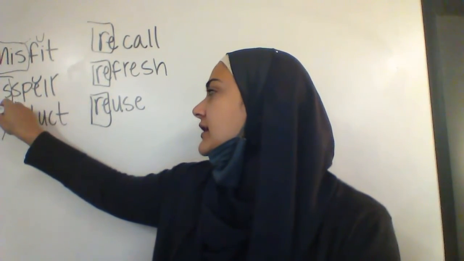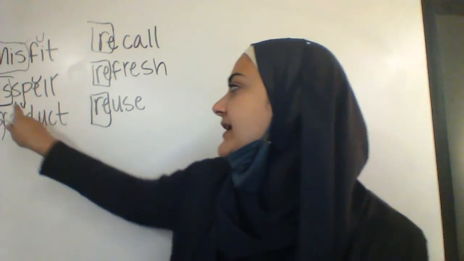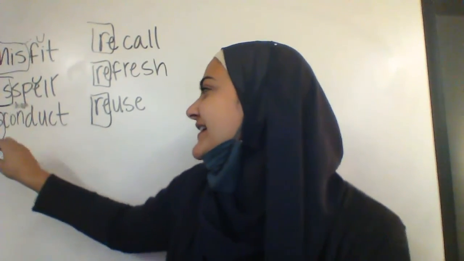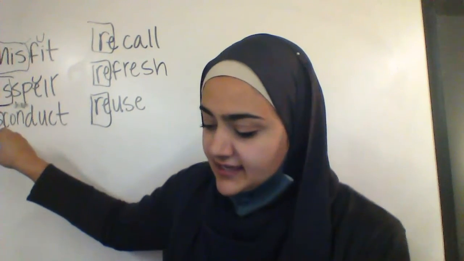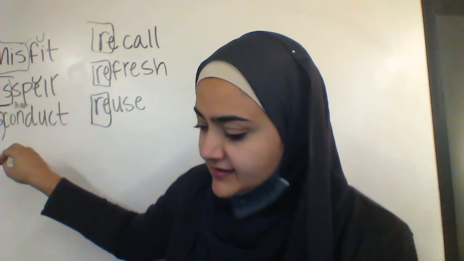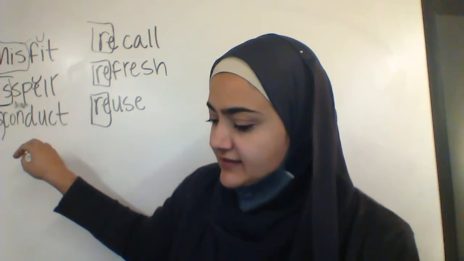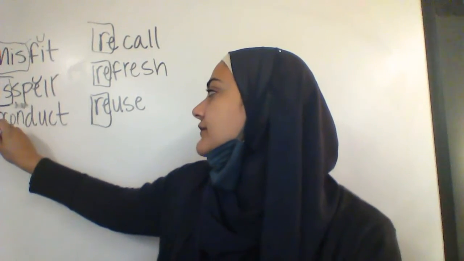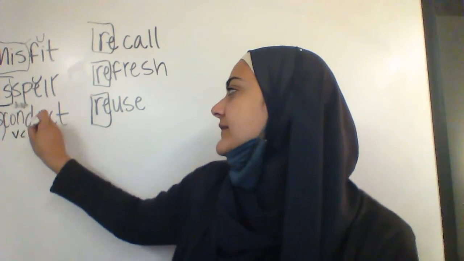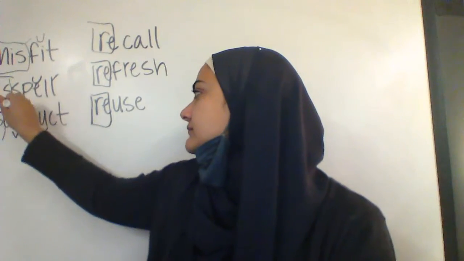Very good. Hold on. No, wait, what? No, conduct. Oh, my bad. Yeah, I was like, wait, what? Okay, sorry. V, C, C, V. Where does the V start? It starts with the O. So V, C, C, V. Very good. The division line.